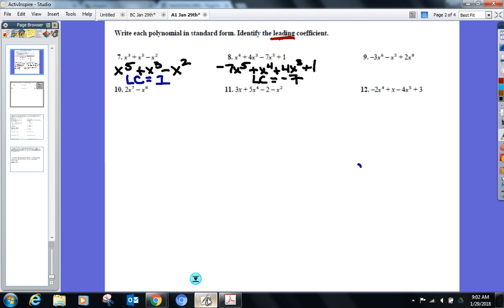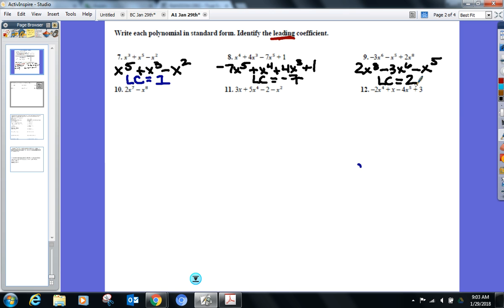Highest exponent. 2x to the 8th. It's positive. Good. 2x to the 8th. Keep going. Minus 3x to the 6th. And minus x to the 5th. You got a leading coefficient for this polynomial? 2. Positive 2. Good.